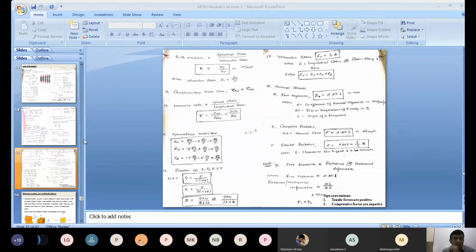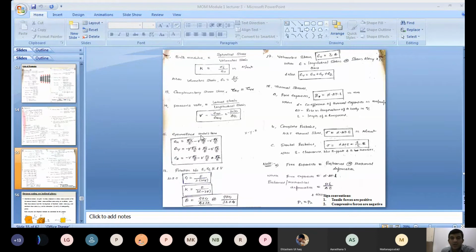Now the 15th equation is the generalized Hooke's law. In the previous slide we discussed only Hooke's law, which is one dimensional. Stress is equal to E into epsilon, sigma is equal to E into epsilon, that is a one dimensional stress strain relationship. If you go for a three dimensional stress strain relationship, then you apply generalized Hooke's law.